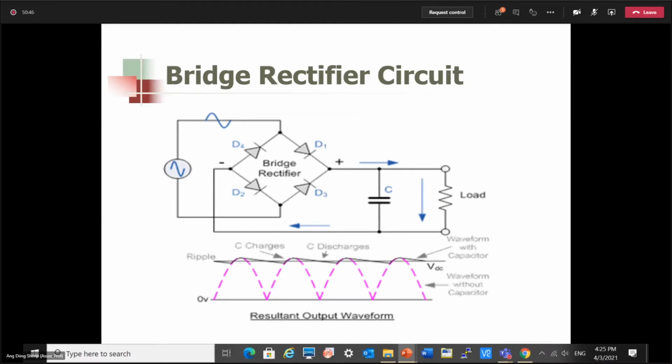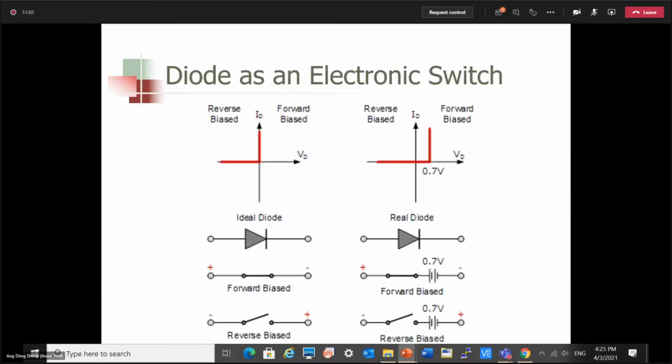And of course, besides this rectifier circuit, we also have a step-down transformer to reduce the voltage from the 240 volts down to the charging voltage, which is typically around 5 to 10 volts. So this is one important application.